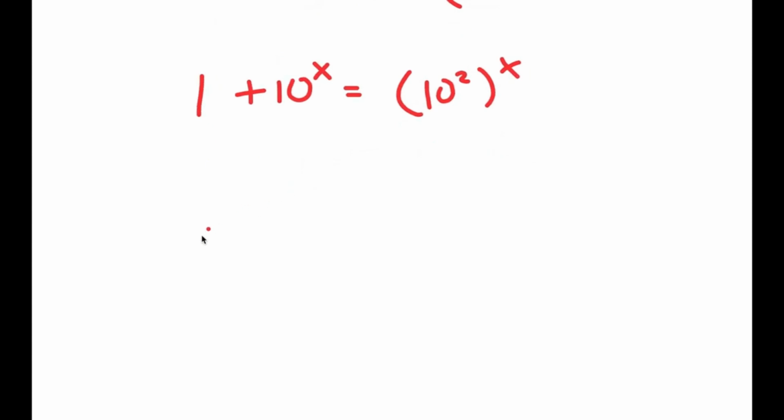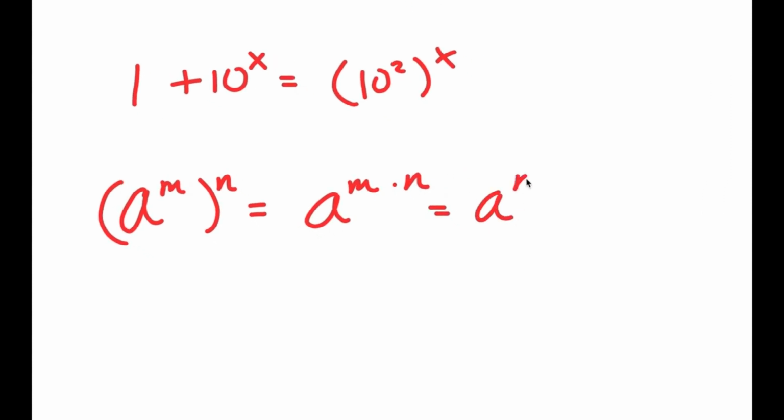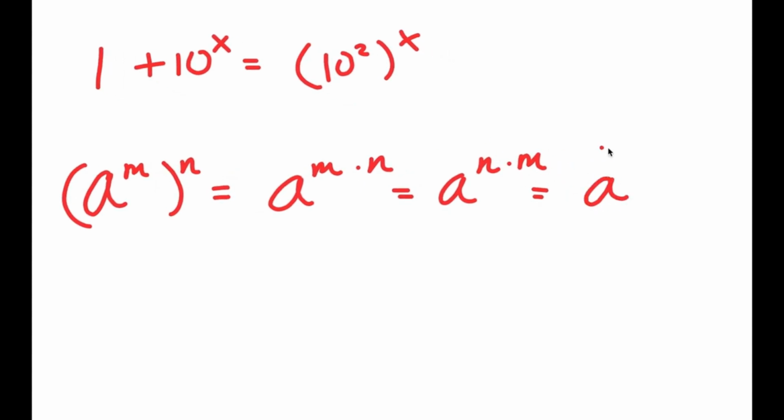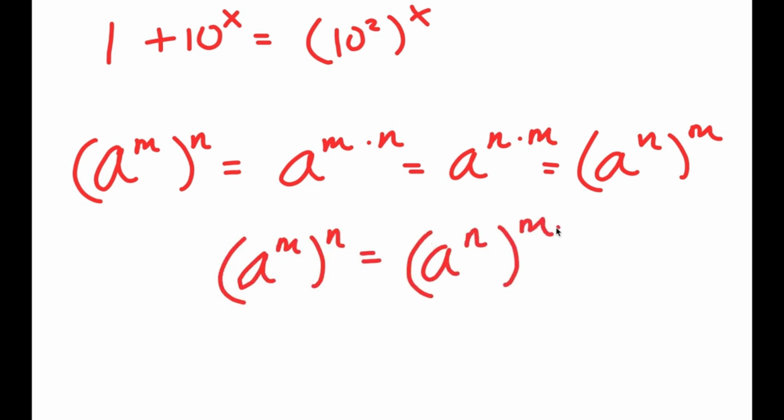Now from here, if I have something in the form a to the power of m to the power of n, this is equal to a to the power of m times n. And a to the power of m times n is the same thing as a to the power of n times m. Well, if these two are the same, and a to the power of m times n is equal to a to the power of m to the power of n, this should mean that a to the power of n times m is equal to a to the power of n to the power of n. So in simpler terms, a to the power of m to the power of n is equal to a to the power of n to the power of n.